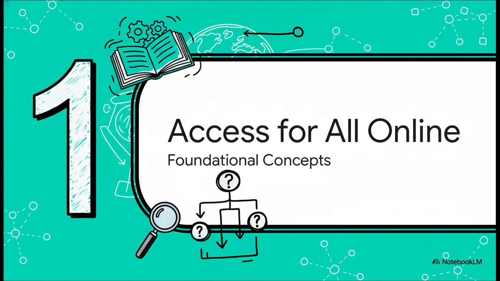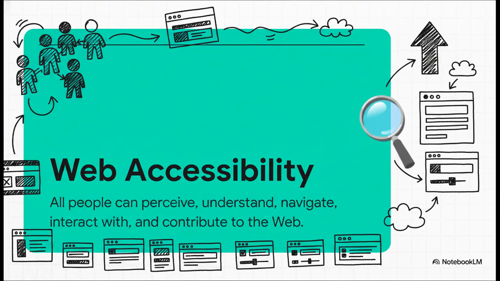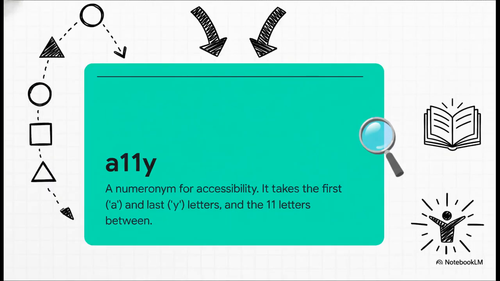It all really starts with having a clear definition. At its absolute core, this is what we're talking about. Web accessibility is the practice of making sure that people with disabilities can use the web. But the goal, as you can see here, is even bigger. It's that all people can perceive the information, understand how a site works, get around it, interact with everything, and even contribute back.